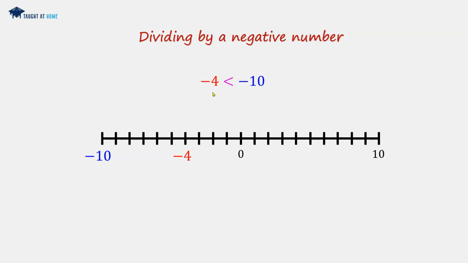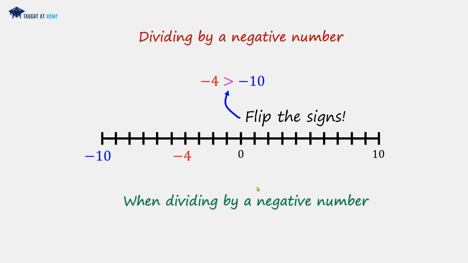Now we can see that -4 is not less than -10, because -4 comes before -10. -4 is greater than -10. So what we have to do here is flip the sign. So when we're dividing by a negative number, we flip the sign. Let's take an example.